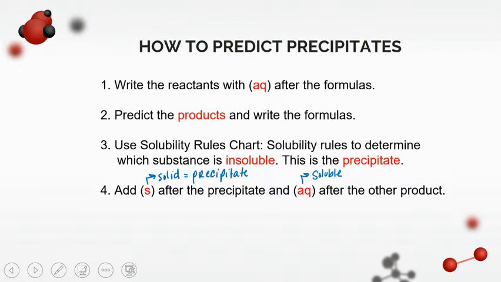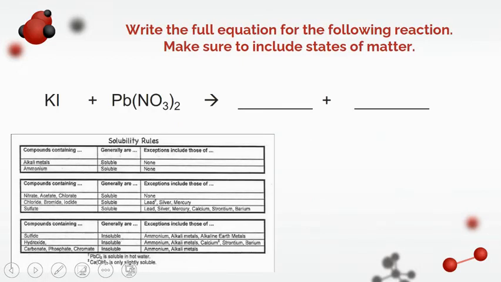So now I think we're ready to go ahead and try this. So here we have our equation. Potassium iodide is reacting with lead nitrate, and it says write the full equation for the following reaction, including states of matter. So first, we can go ahead and start by writing AQ after each of our reactants because we know these are not our precipitate. Now we want to predict the products.